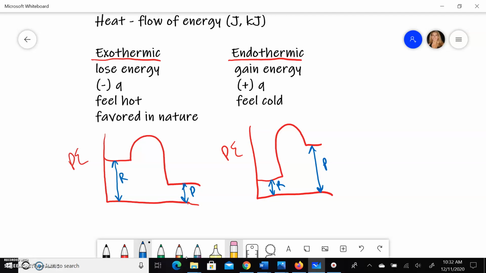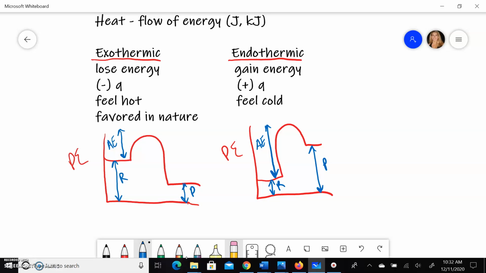Activation energy starts at the reactants and goes to the top of the hill. So don't go all the way down to the x-axis. It's from the reactants to the top of the hill. And that is called activation energy. And we're going to define that in just a minute. So notice the activation energy is higher for endothermic reactions, which is why nature favors the exothermic reactions.